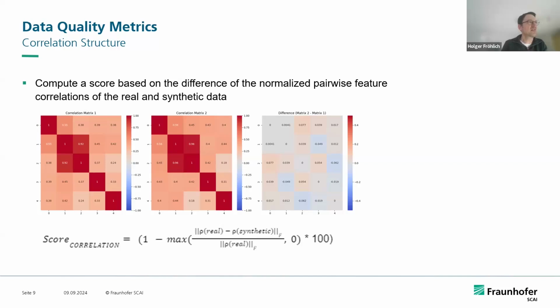And once again, this error is scaled into a quality score, so that the best case is 1, meaning there is perfect preservation, and at lowest 0, meaning there is absolutely no preservation. Yeah?